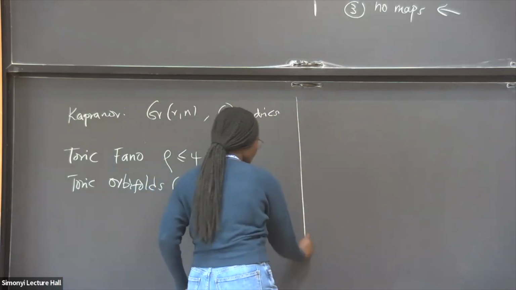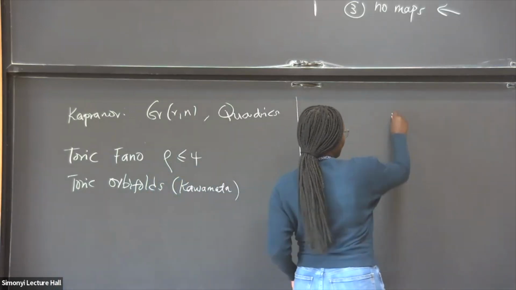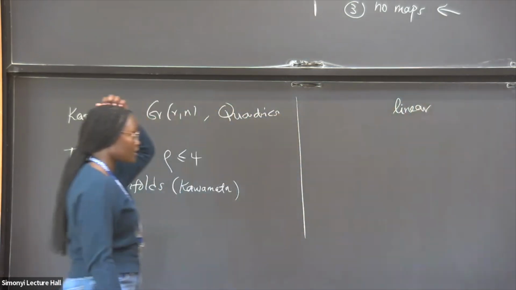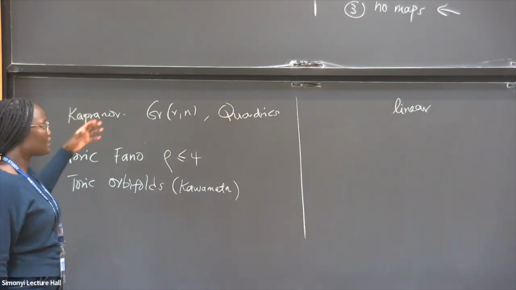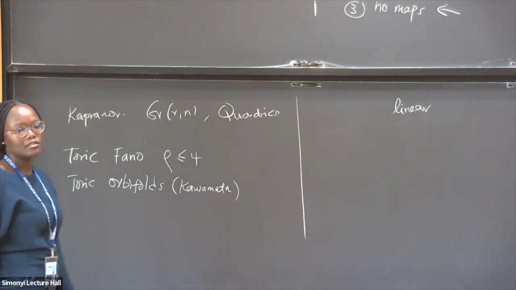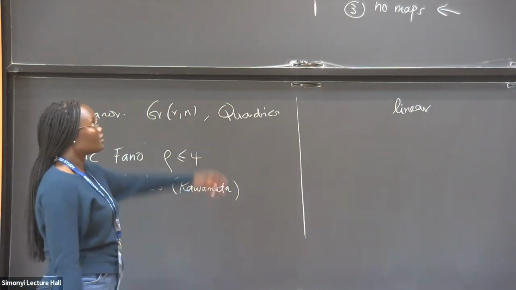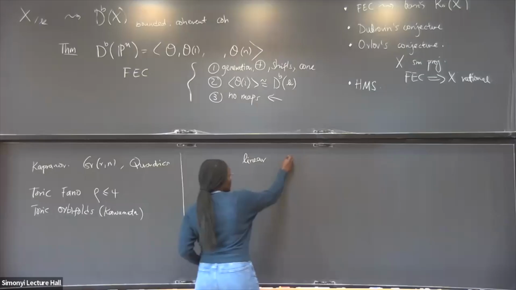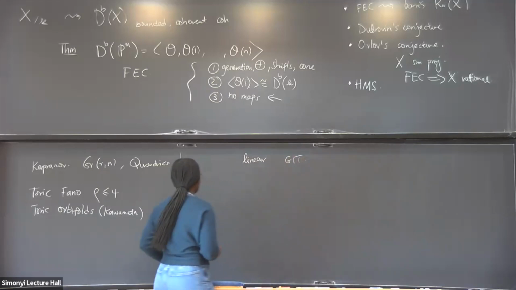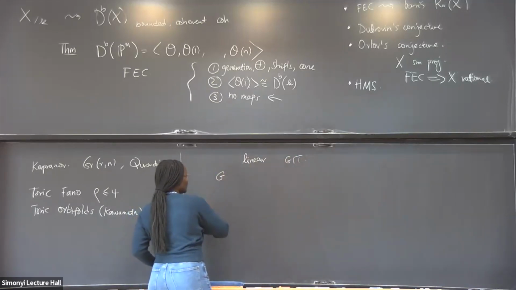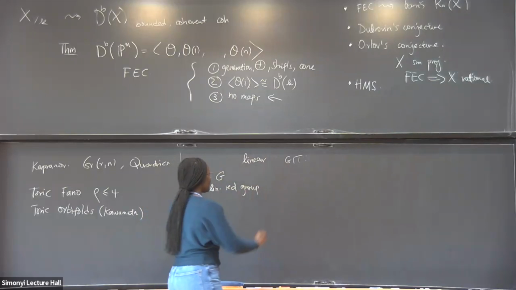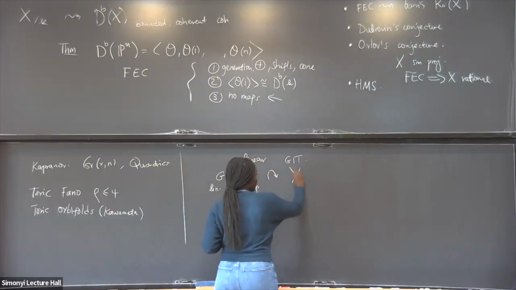And so really the question I've been thinking about a lot is to find general classes of linear GIT quotients for which you have the structure of a full exceptional collection. So what is the setup for linear GIT? Well, you have a linearly reductive group over K, and it's acting on a vector space X.